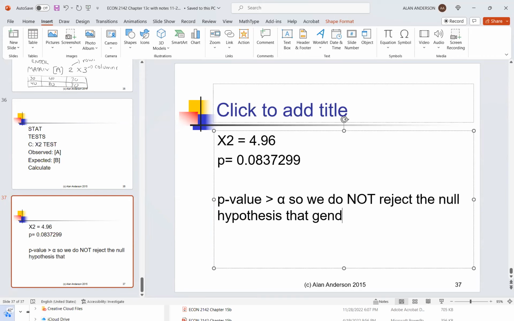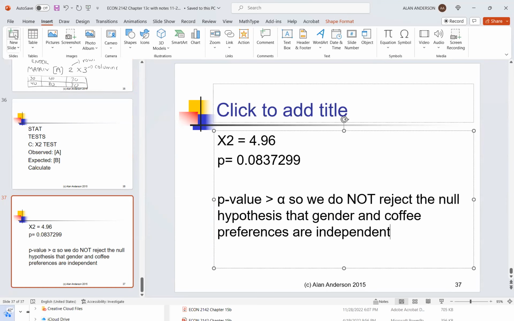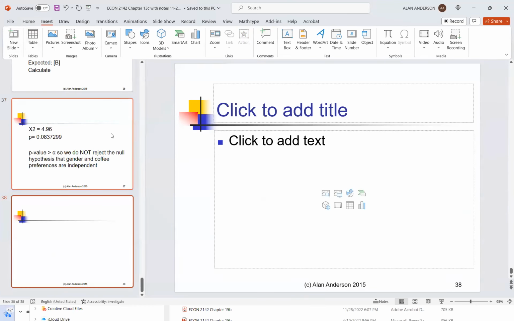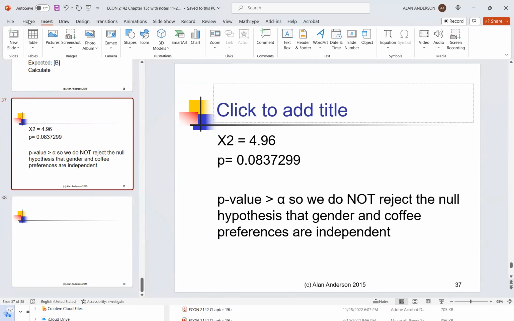That gender and coffee preferences are independent. Okay, so what that means then is that we've shown that men and women basically like the flavors equally.